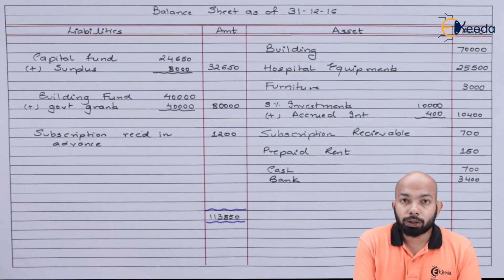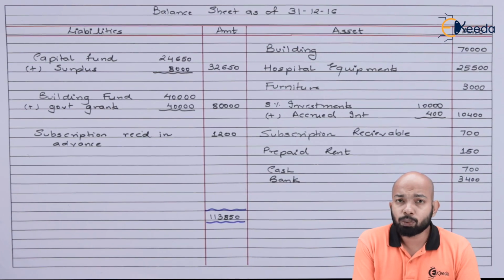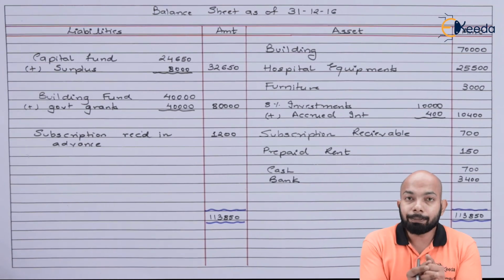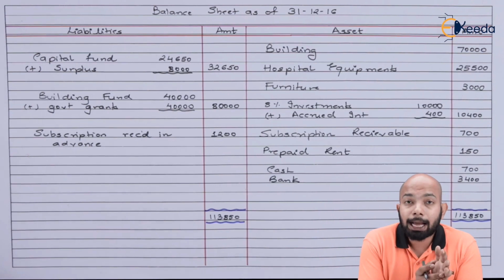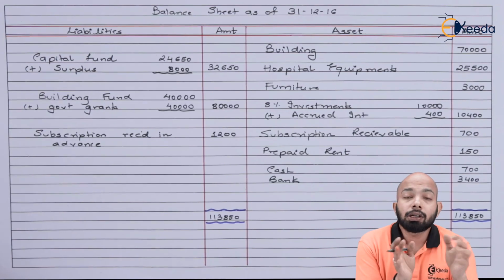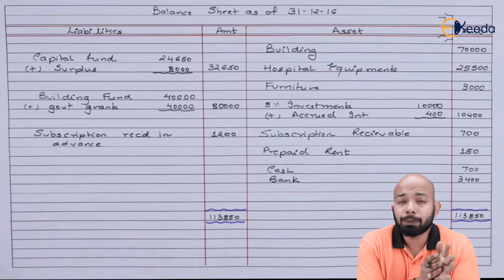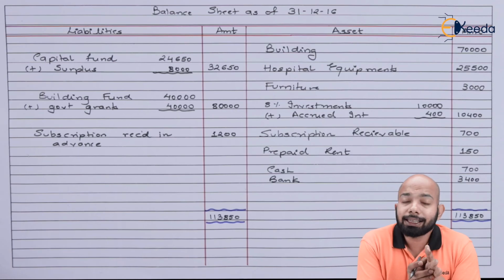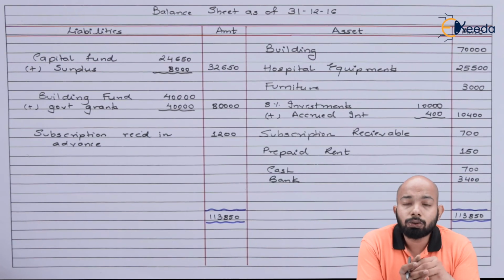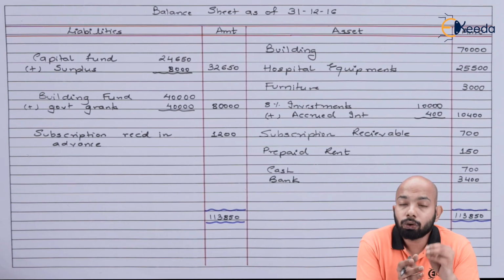The liability side total comes to 1,13,850. Let's figure out what we have for the asset side. It is the same total. That means the sum is absolutely correct, and here we mark the closure of this illustration. I hope with all these illustrations you are able to gauge how to prepare the income and expenditure statement and the balance sheet when it comes to financial statements of a not-for-profit organization.